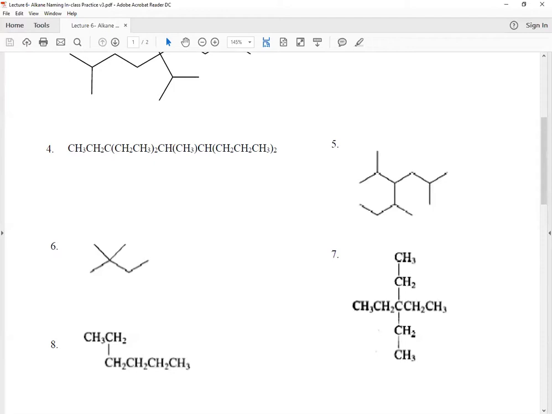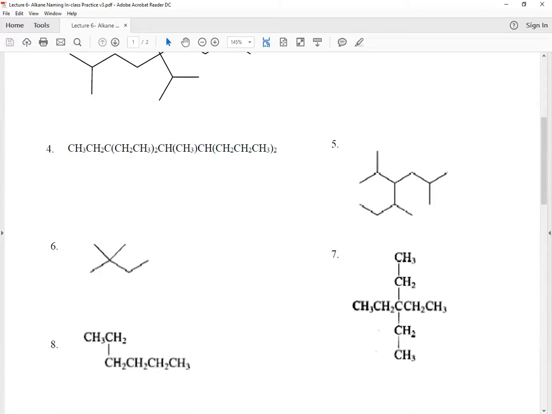So what's the name? Careful, it's not 2-dimethyl. If you write 2-dimethyl, that's saying that there's only one methyl group. It's 2,2-dimethyl, right?